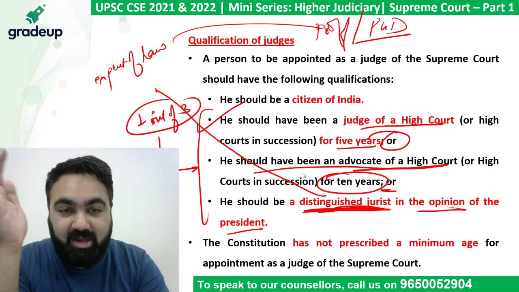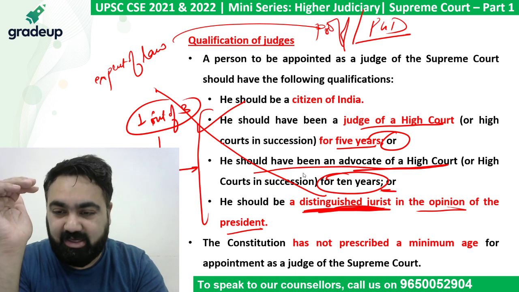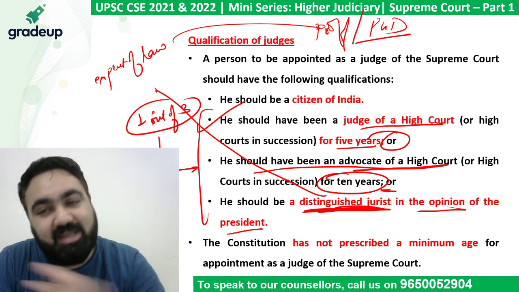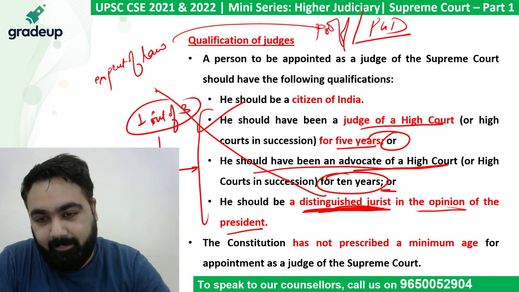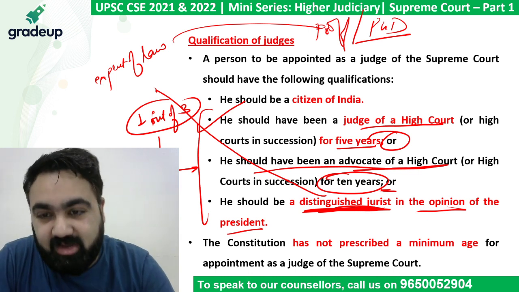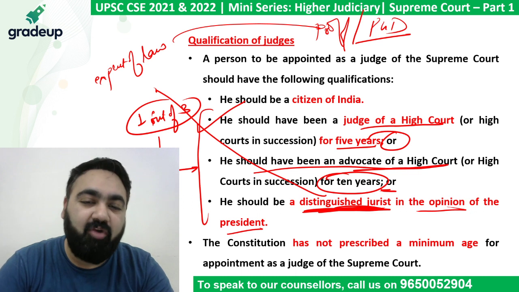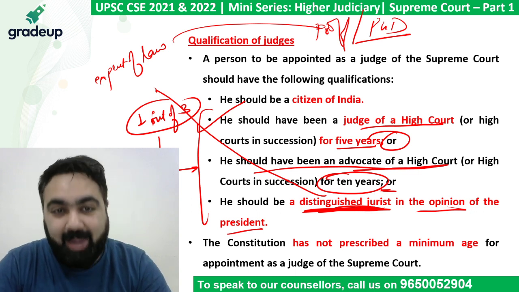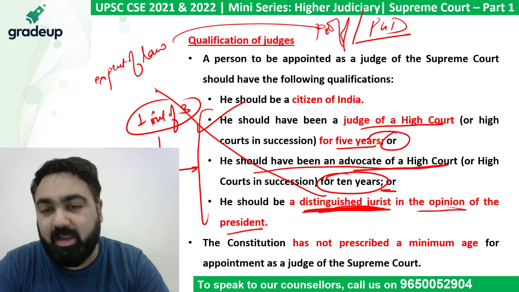It's not that it has never happened. It has happened, but it's a very rare occurrence. But a jurist being appointed as a Supreme Court judge has never happened in the history of India. The Constitution does not even give any minimum age limit for a Supreme Court judge in India. There is a retirement age that is 65, but there is no minimum age limit.